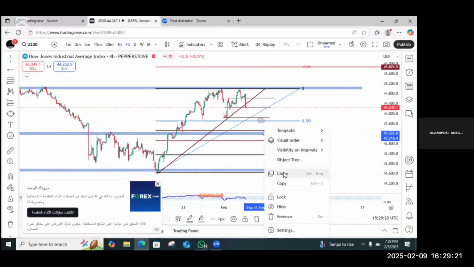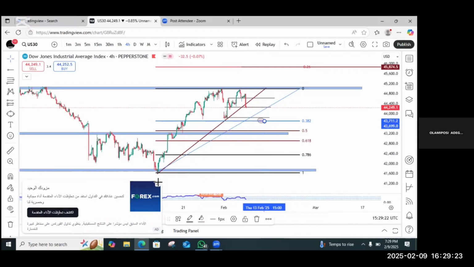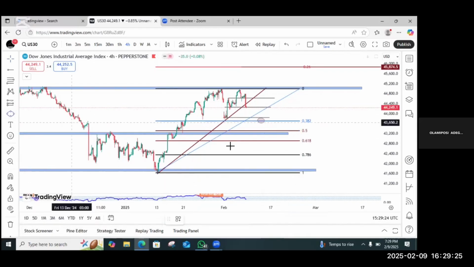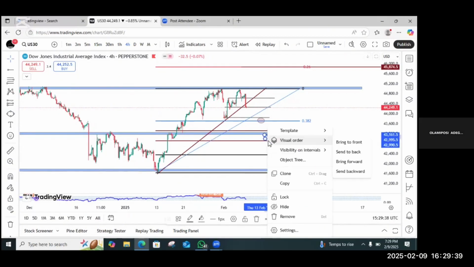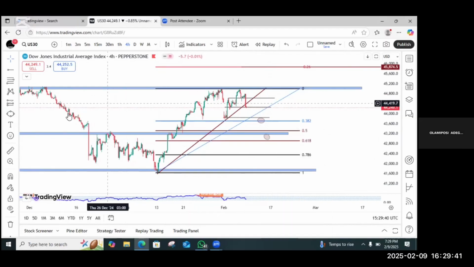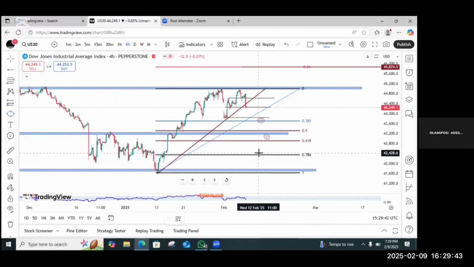Sorry, it is 0.5. And lastly, just in case the market is so volatile, we sometimes have it around here, let's say between 0.6 and 0.7, but later I can fix that one.